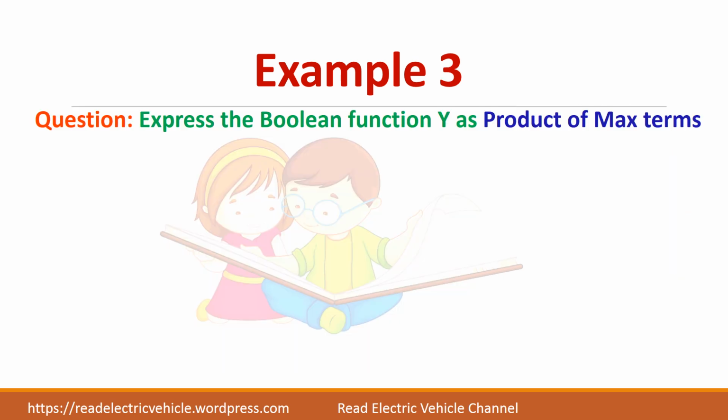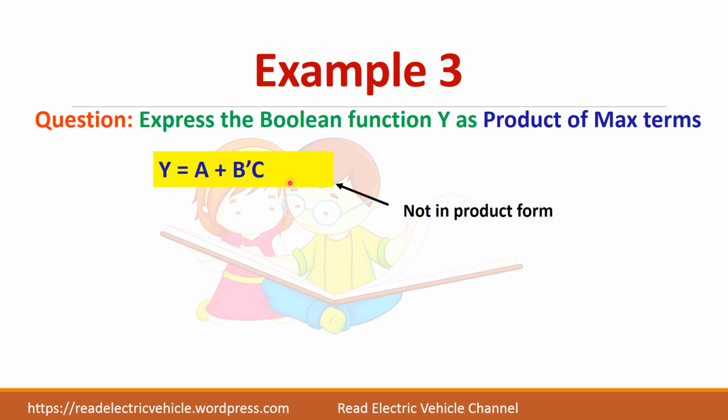Next example, we will express the Boolean function in terms of product of Maxterms. Again, this is not in product form. We have to bring it to product form. Product form means two terms should have a product in between. Another thing, max form should be there. Maxterm means variables should be combined by the OR operator.